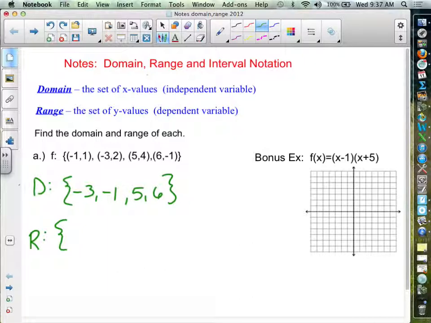And then the range are the set of y values. So looking at all the y coordinates, again, I'm going to do this in ascending order. So -1 comes first, and then 1, and then 2, and 4. So those set of values are my range values.